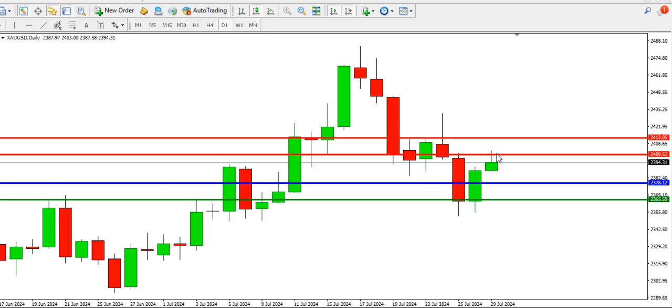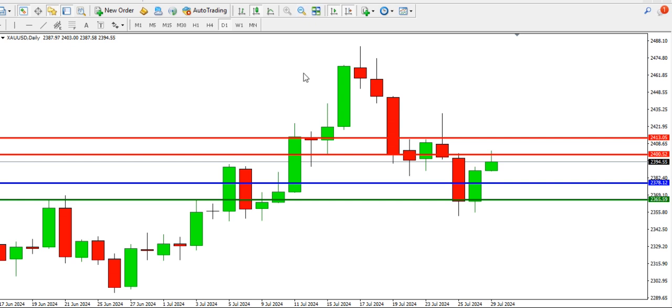Now, one of two things might happen. Either price continues up to test resistance 2, the second resistance, which is at 2413, or price drops to test the pivot line, which is at 2378. But only time can tell. But that is that for pivot analysis on the daily time frame.